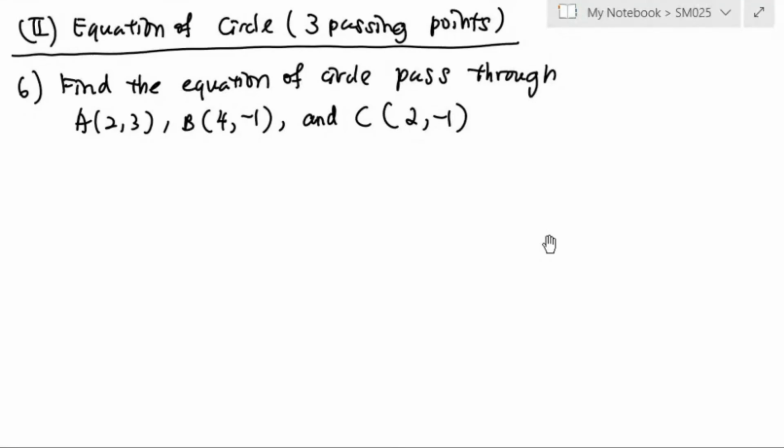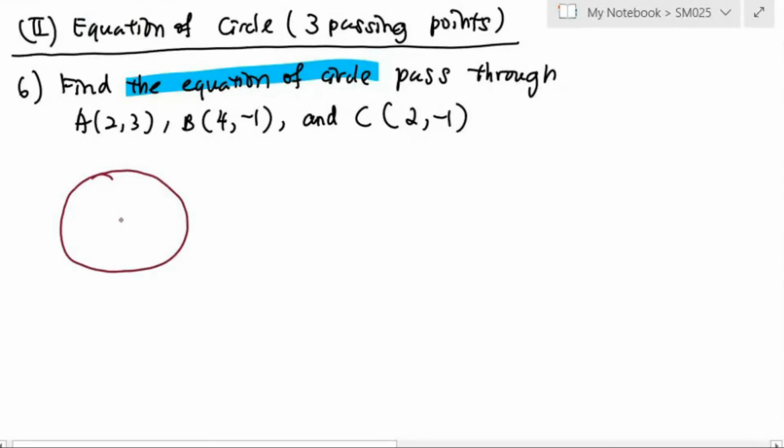Finding the equation of a circle passing through 3 points. So you can see my question: finding the equation of the circle, given you have 3 points. Randomly, this is a circle, this is your center, and it passes through these points. So A will be (2, 3), B maybe at (4, -1), and maybe C here at (2, -1).